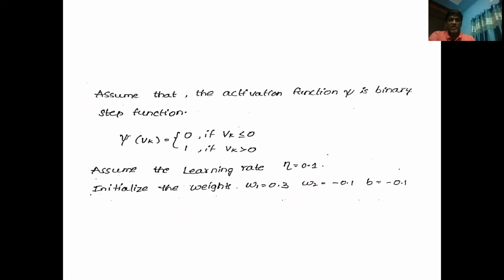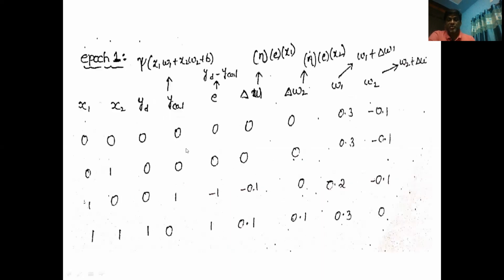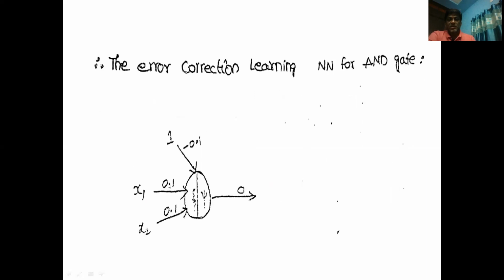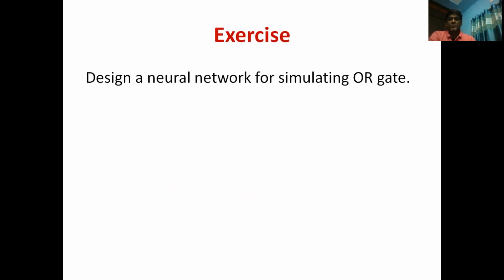As I told you, if the input given is greater than 0, then the output of the activation function will be 1. Because vk is 0.1, the output becomes 1. So in that way, the neural network produces the output as 1. Right. So we can say that the AND gate behavior is simulated properly with the help of a neural network by using this error correction learning rule. So I hope you understood the error correction learning rule.